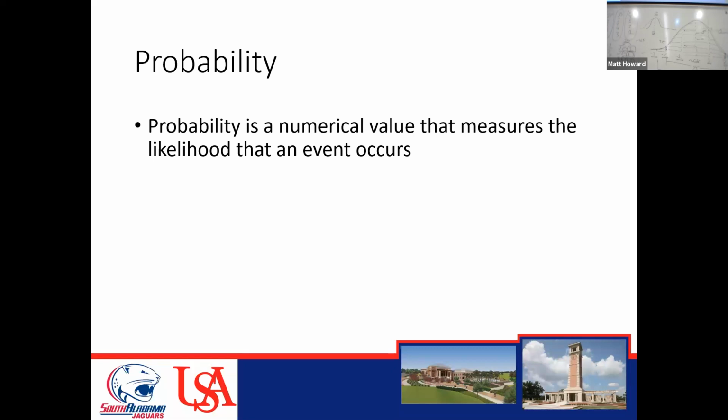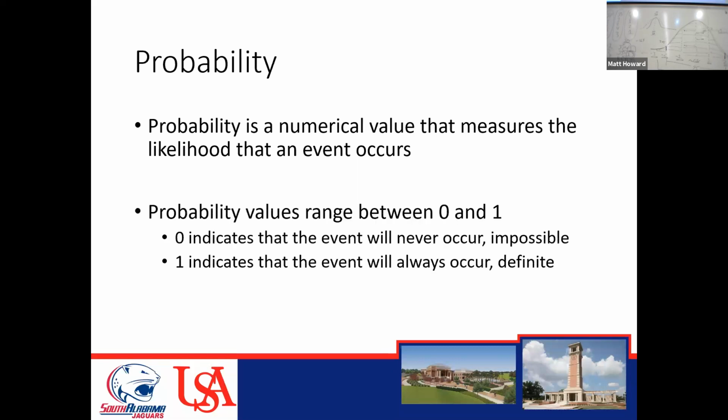What if I said something has a probability of 0? It will never happen. Never in a million, bajillion years would that ever happen. Okay, so therefore probability values range between 0 and 1. They cannot go below 0, they cannot go above 1. And 0 is impossible, whereas 1 is definite.